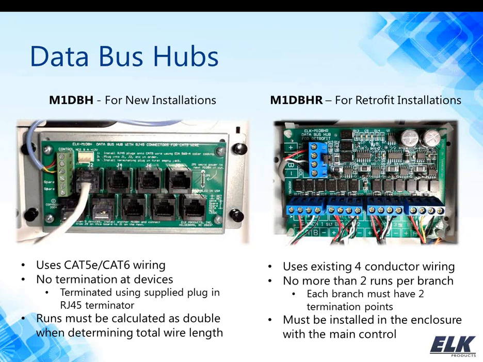Now, wiring in and out of devices is sometimes not the easiest thing to do. So ELK has come out with these nice data bus hubs. First of all, we're going to talk about the one on the left, which is the M1DBH. This is a great example to be used for new installations. You can use Cat5e type wire. You're going to make RJ45s and plug them into this device.